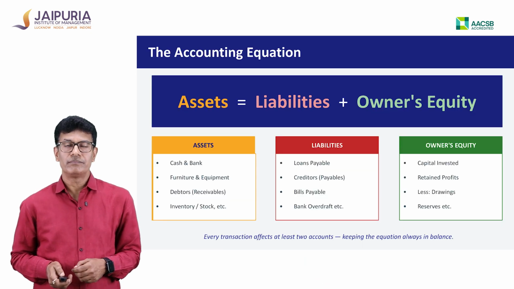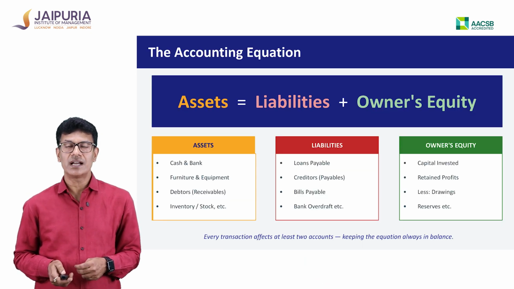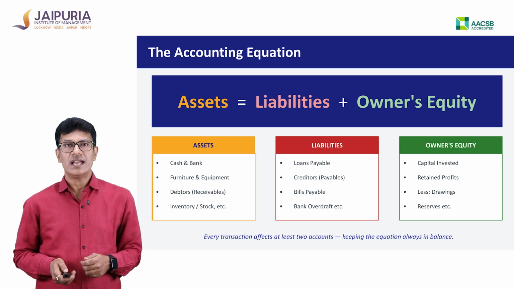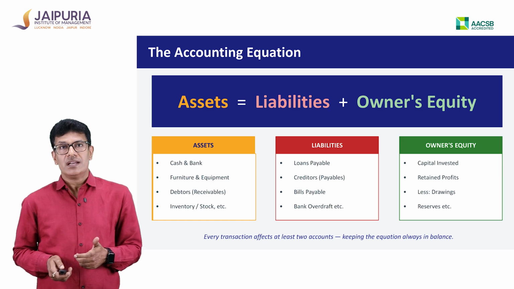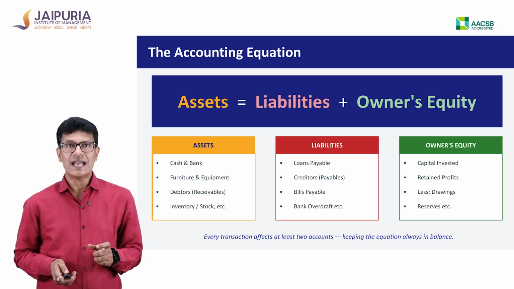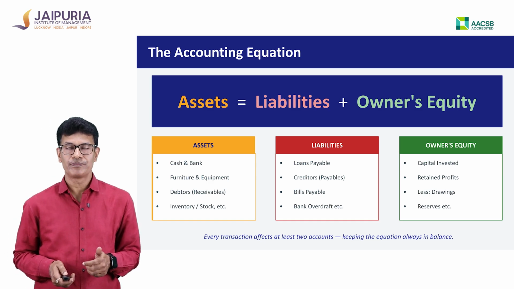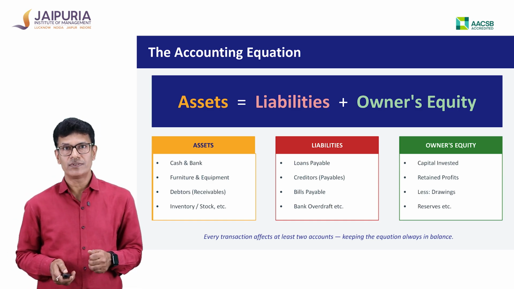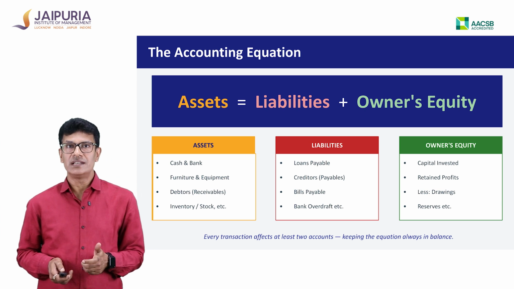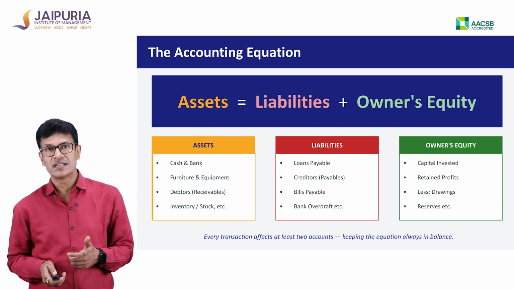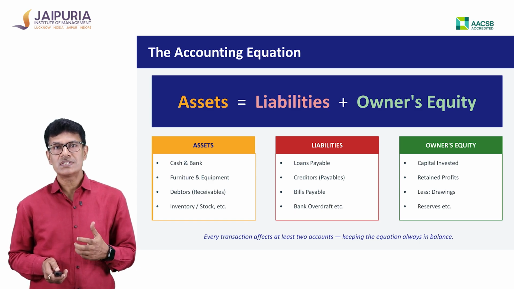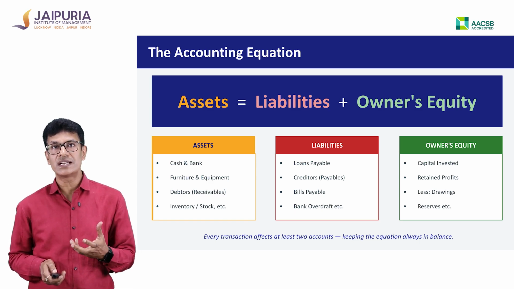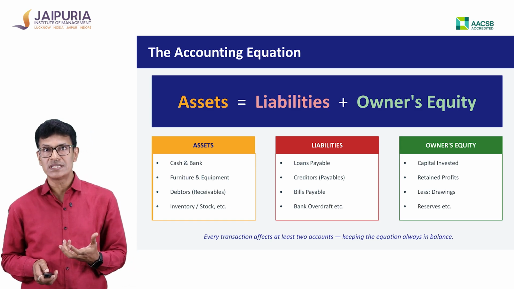Before we begin, let's first understand the accounting equation, which is asset equals liabilities plus owner's equity. In this equation, there are three aspects: first is asset, then liability, and then equity. Let's start from liabilities first. Liabilities are basically the sources of funds in business. Like in liabilities, we have loans payable, the loans that the business has to pay. It is a source of funds for the business.